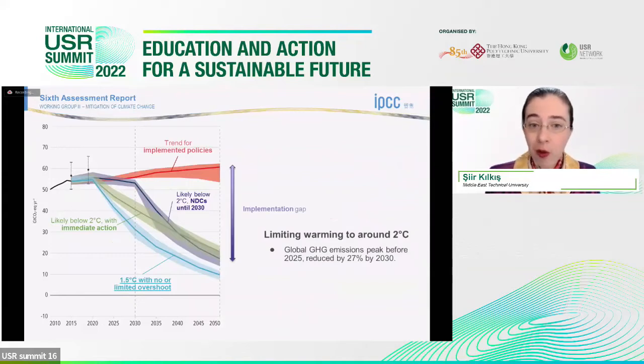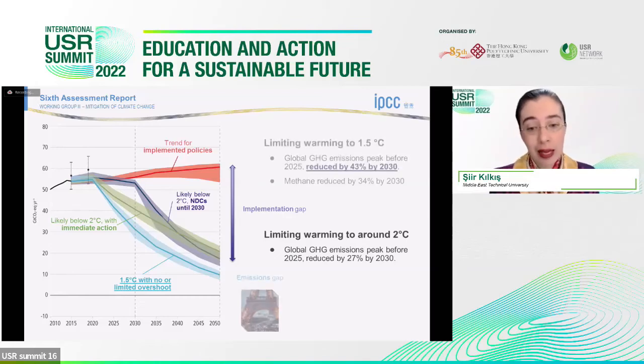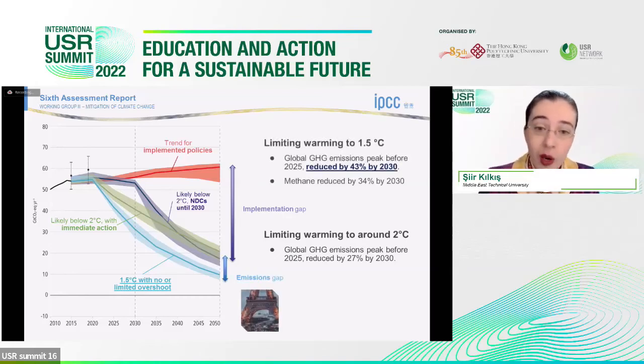When we look at the trend for implemented policies versus those claimed in the nationally determined contributions around the world, we see there's an implementation gap. But there's also a second type of gap, the emissions gap. Even if all the commitments are delivered, this can only limit global warming to about 2 degrees Celsius. But to preserve our Earth system, we need to limit global warming to 1.5 degrees Celsius with no or limited overshoot, and this requires a reduction in greenhouse gas emissions by about 43% by 2030. So how do we close both the implementation gap and the emissions gap to increase the ambition?